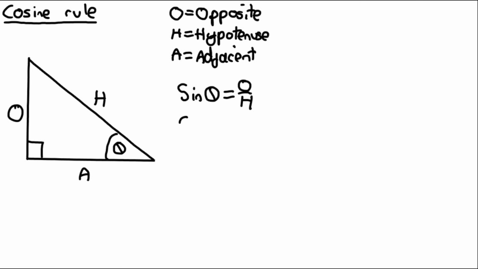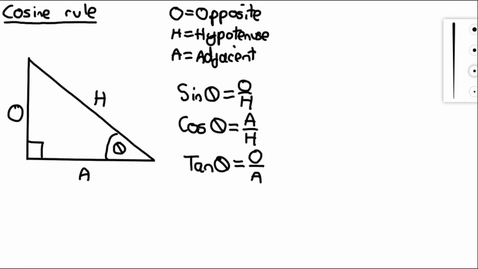Cosine theta or cos theta, you can call it, is equal to the length of the adjacent over the length of the hypotenuse, which is A over H. And then finally tangent theta or tan theta is equal to the length of the opposite over the length of the adjacent, which is O over A. And we can write them all like this.